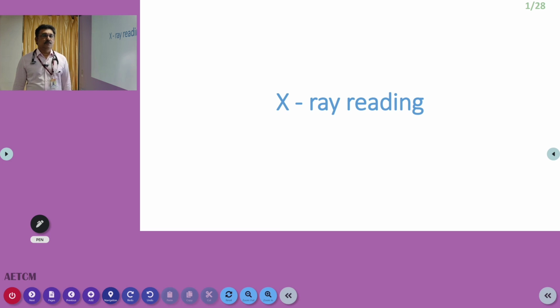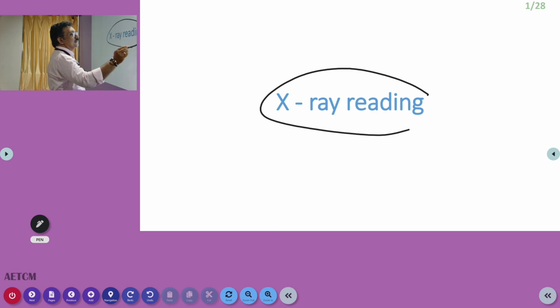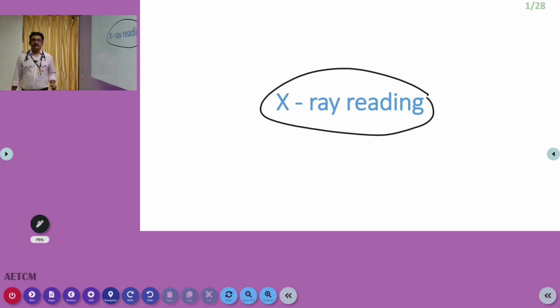Today we'll discuss how to read X-rays, especially chest X-rays. This is the most common problem we are facing in the emergency room because we have no official teaching for X-rays in most of our curriculum. So we'll learn how to read a chest X-ray properly.